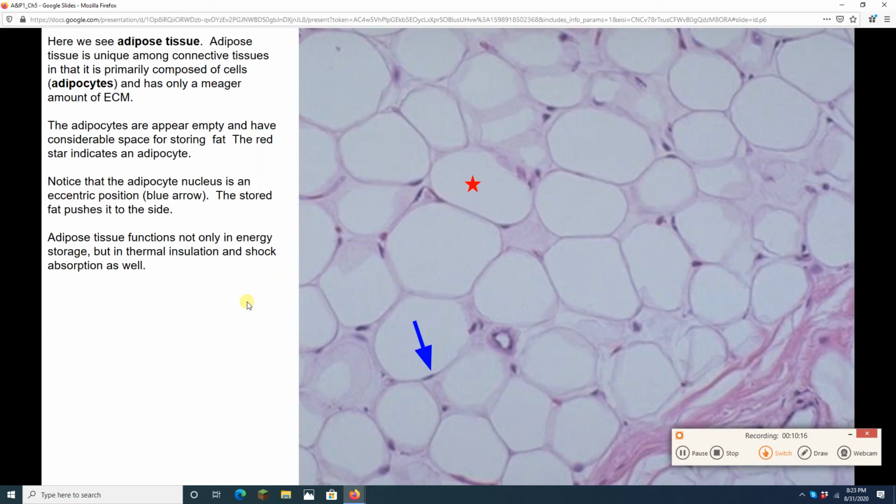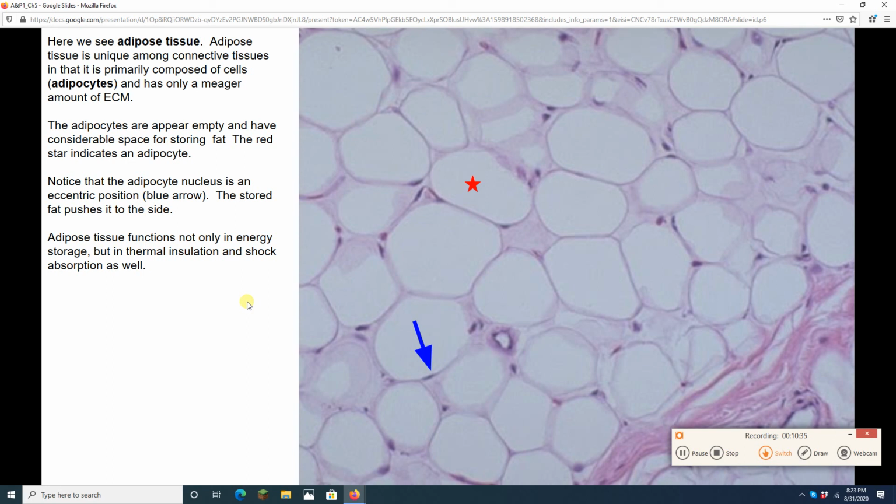All right, sweet. We are done with our first connective tissue, which was areolar. We're about to do another connective tissue called adipose tissue. Adipose basically means fat. But we're not going to say fat tissue, we're going to say adipose tissue.